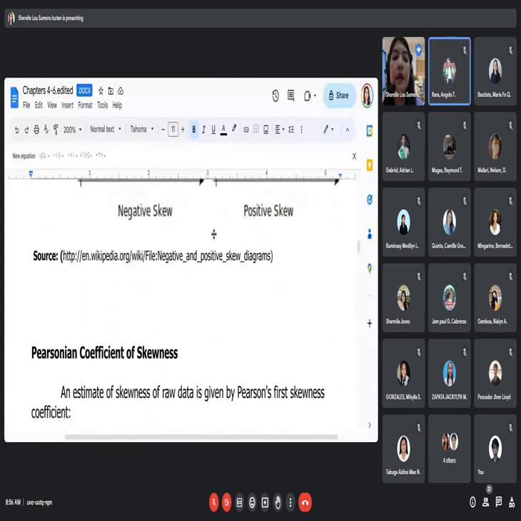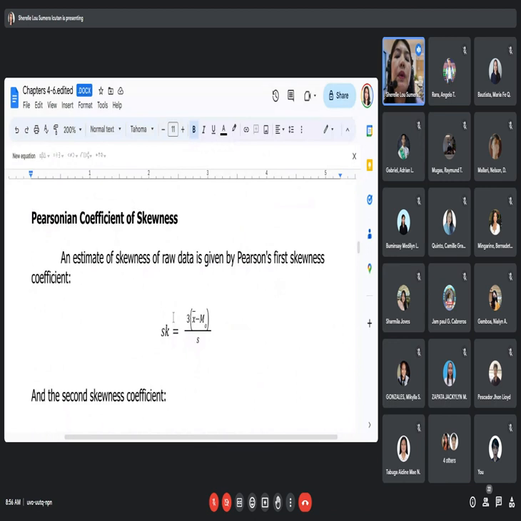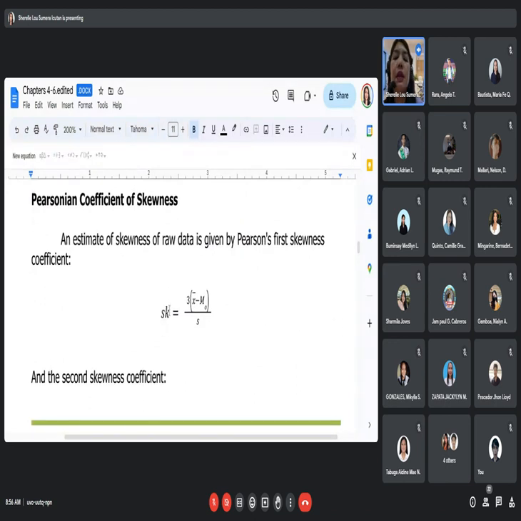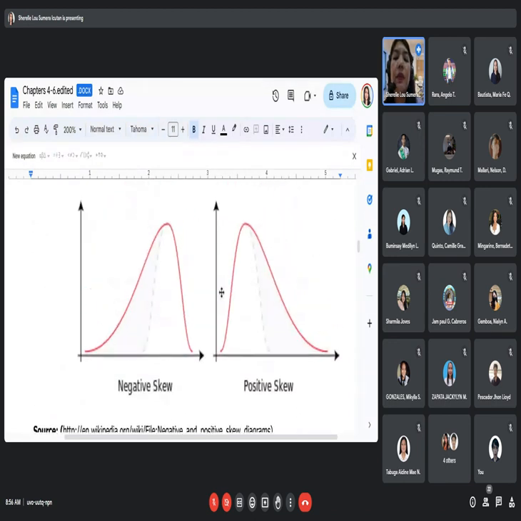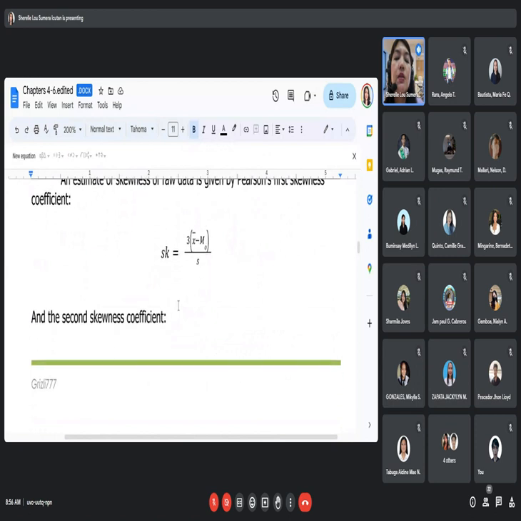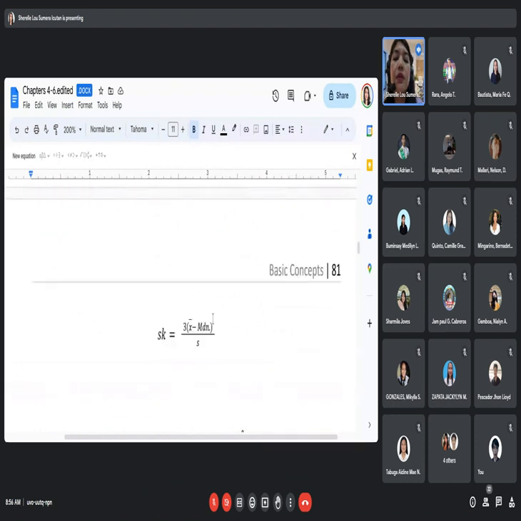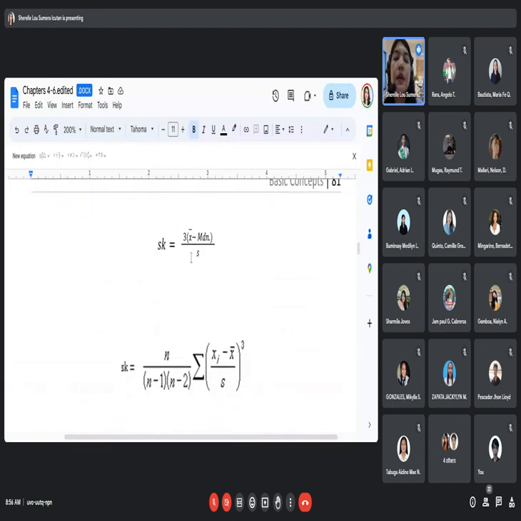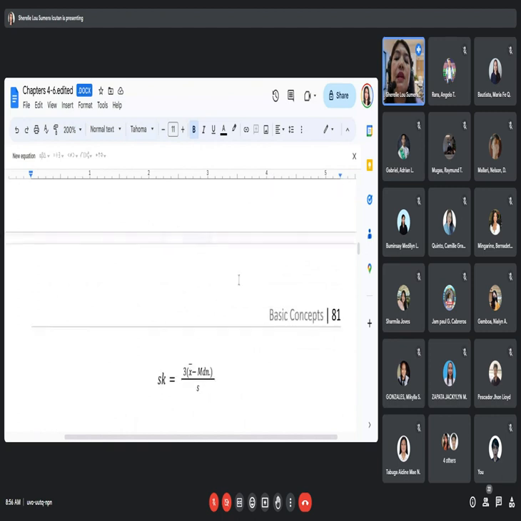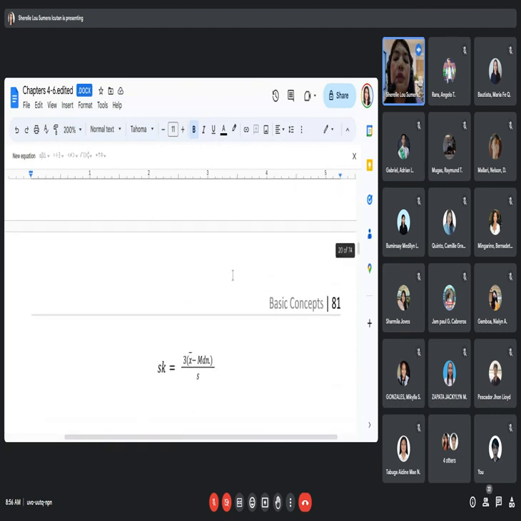Yes, ma'am. Okay, so once we know the interpretation, we can now compute or estimate the skewness. So it's very easy to compute, to show the graph. But what if we don't know the graph and we just know the data? So this is the formula. Sk equals 3 times the x bar minus m sub 0 over s. We can also use another formula, 3 times x bar minus median over s. So I think in the exam, we just have to use one formula.